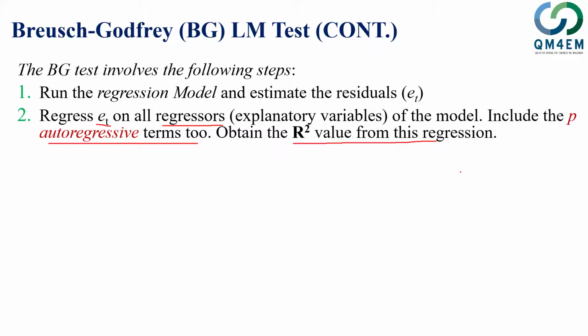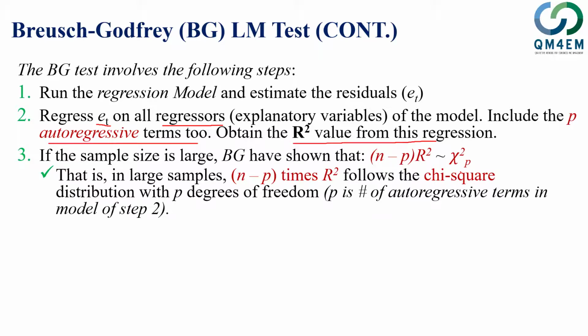Once you obtain the R square of that model, we have to keep a few things in mind. This is a large sample test, so when we have a very large sample, the value of n minus rho, that's the number of observations minus the order of autoregression, multiplied by the R square of the model which you obtain from regressing the error on the explanatory variables, follows a chi-square distribution with degrees of freedom equal to the number of autoregressive terms.